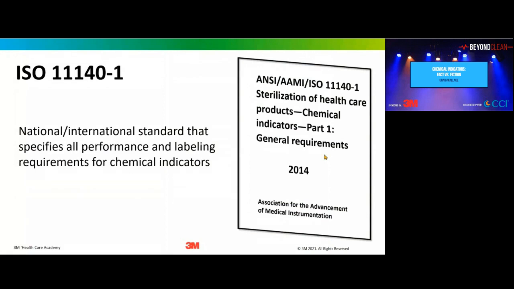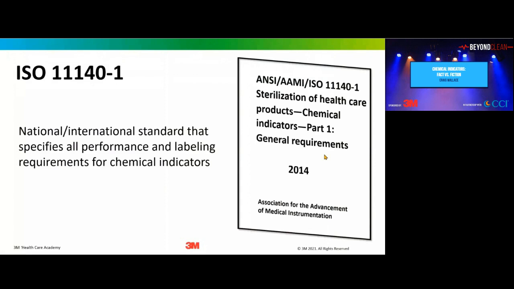So this standard is primarily for manufacturers of chemical indicators. So you're not going to have this standard sitting around in your department, probably. But we're going to go through some of the information today because it's useful for you to know what the manufacturers are supposed to be doing and what some of the information they're giving you with their chemical indicators actually means.